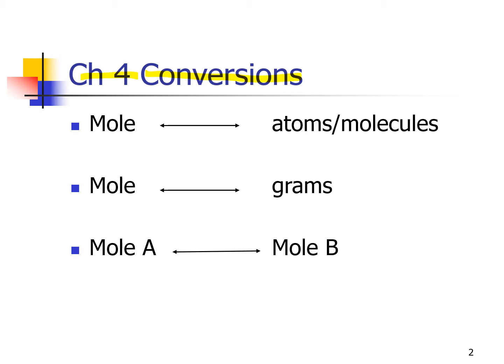The first is if you are given moles of a substance and you are asked to convert to atoms or molecules of that substance, you need to know how to convert, and you would use Avogadro's number. If you are given moles of a substance and you are trying to find grams, you need to know how to convert that. And you can remember grams to moles, moles to grams, use molar mass.